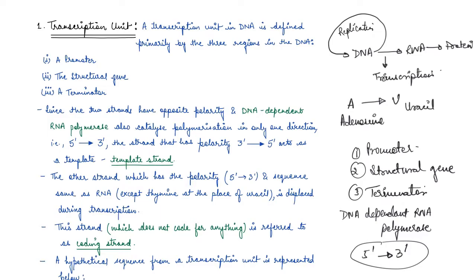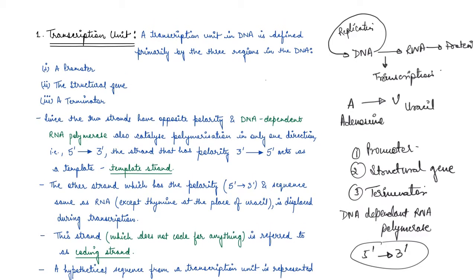So the template strand will have polarity from 3' to 5', right? Now the sequence will be the same as RNA, it's just that thymine will be replaced by uracil, right? Now, this sequence, which is the same as RNA, is displaced during transcription. The strand which does not code for anything is referred to as the coding strand, right?